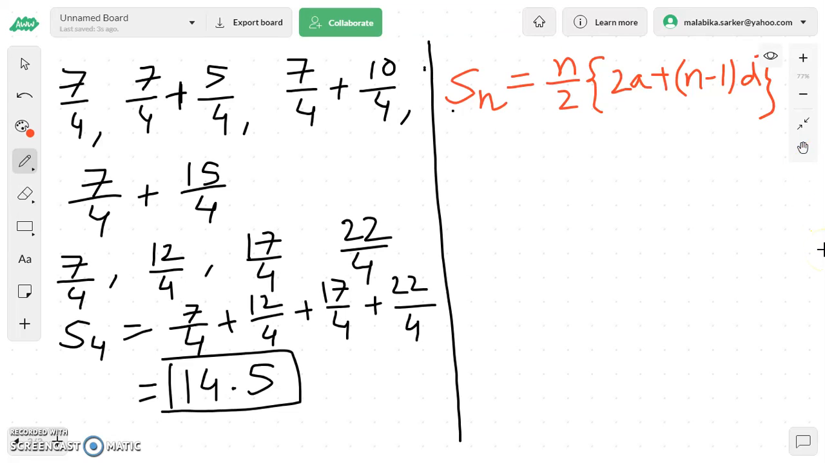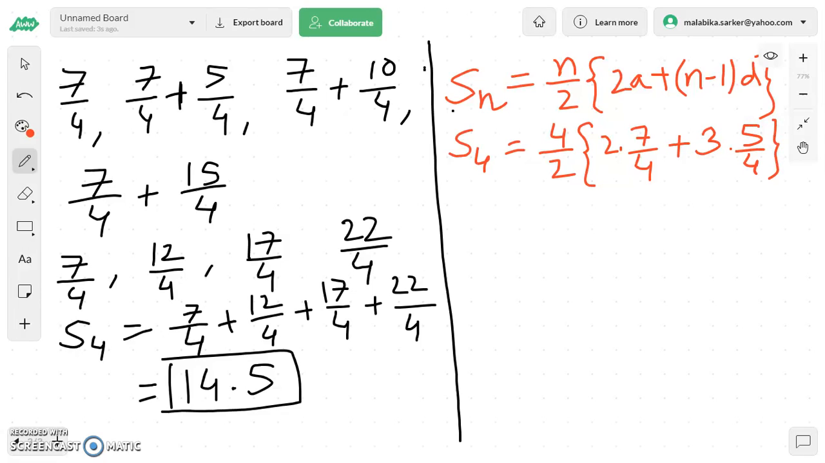Let us see. We are finding the sum of the first 4 terms, right? So n will be 4. So it is 4 by 2 times 2a. What is a? A is 7 by 4. Plus n minus 1, 4 minus 1 is 3, times d, which is 5 by 4. The common difference is 5 by 4. Let us just find this out. 4 by 2 is 2. 2 times 7 is 14, so 14 by 4 plus 3 times 5 is 15, so 15 by 4. Right?